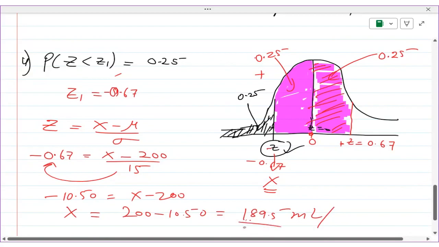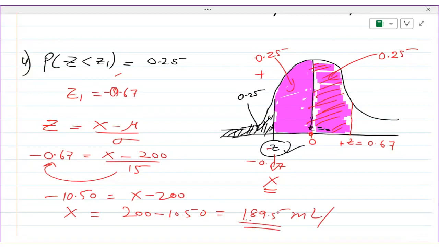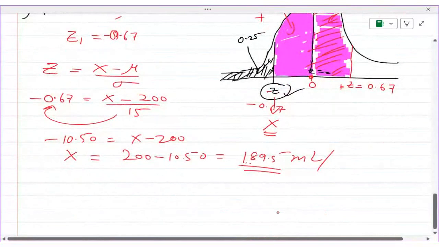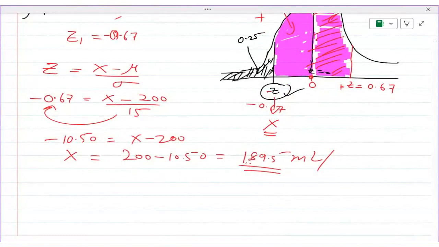This is the value below which the cups are filled, the smallest 25%. The cups with the smallest amount are having the drink less than 189.5 milliliters.